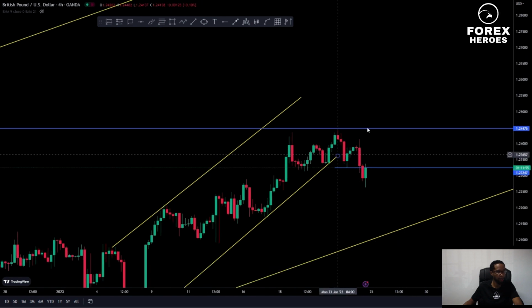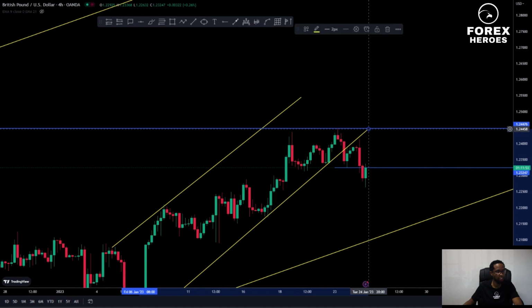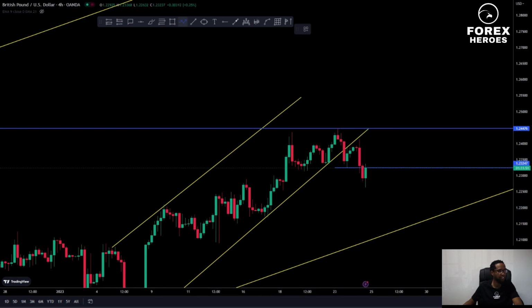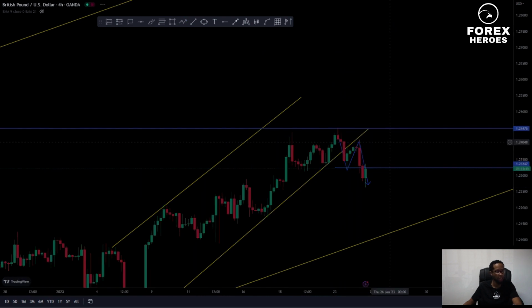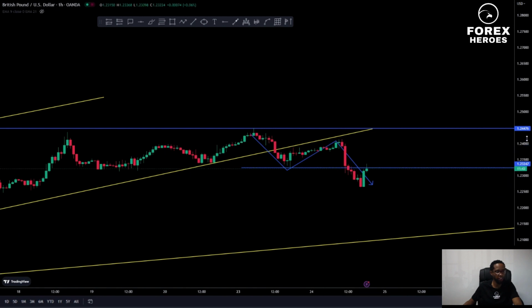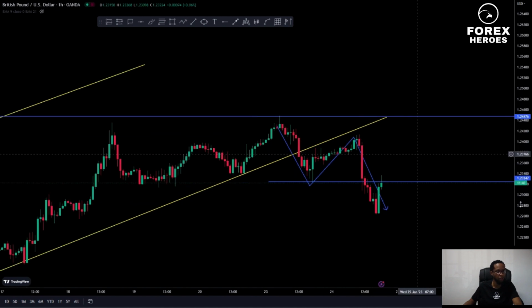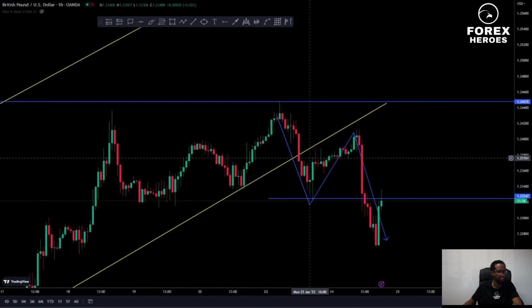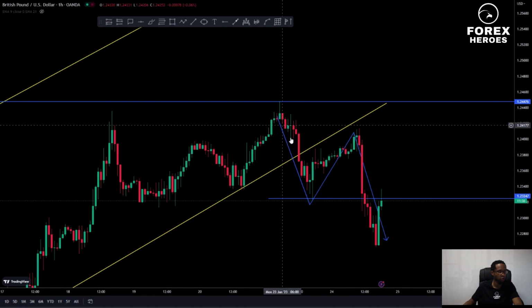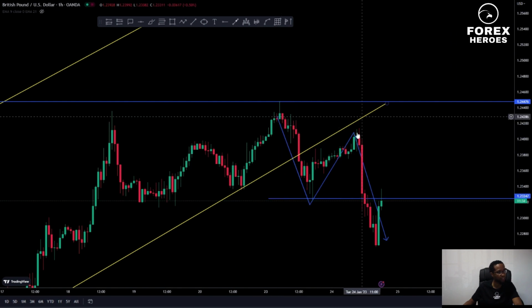So, by me looking at this, seeing that we had broken here, we broke here, and then we came to retest before we showed to the downside. That's one of the things that you could have used here if you wanted to take this trade. You need to see that we broke, so you wait for a retest.